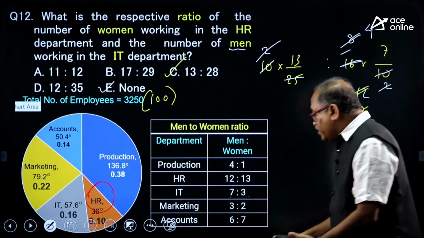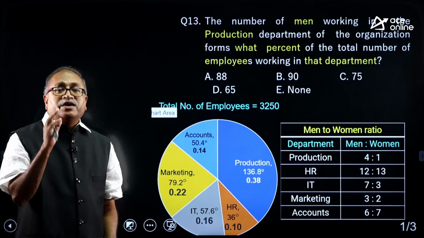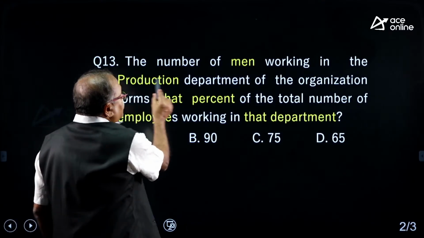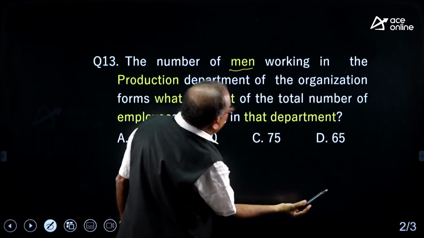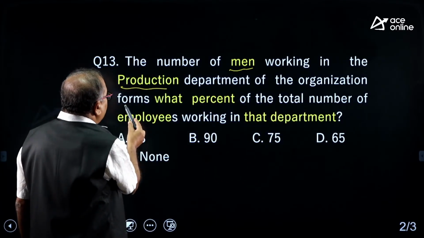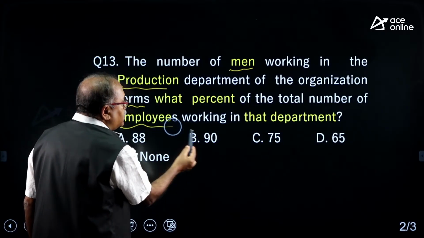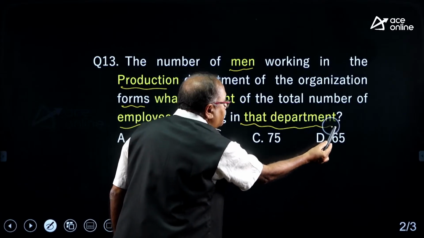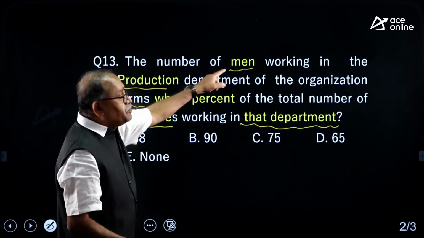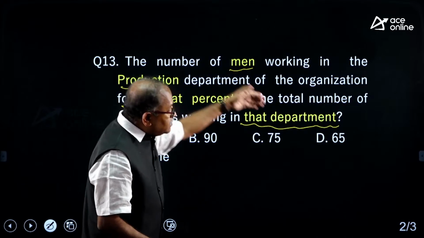Okay, I am moving on to the next question. Look at this, that is what the question is. We will read it calmly first. The number of men working in the production department of the organization forms what percentage of the total number of employees working in that department? A beautiful logical question. In a production department, men form what percentage of the total number of employees in that department.